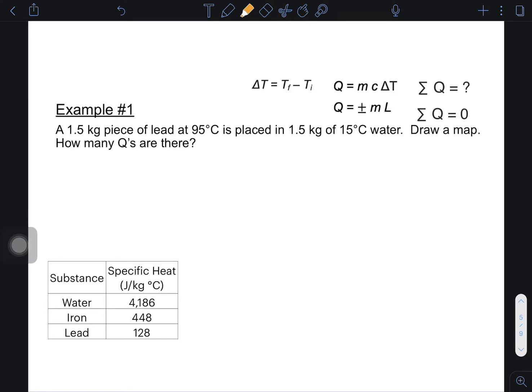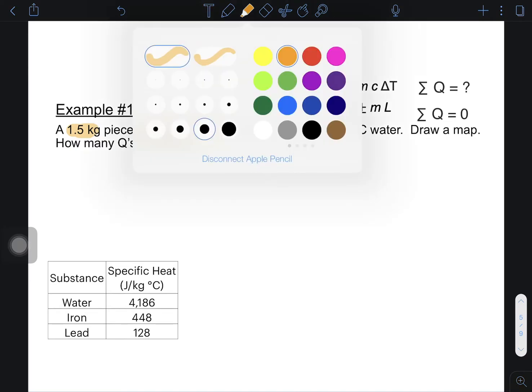Okay, so keep that in mind as we're going through these examples. So what we have is a piece of lead that has a mass of 1.5 and a starting temperature of 95.